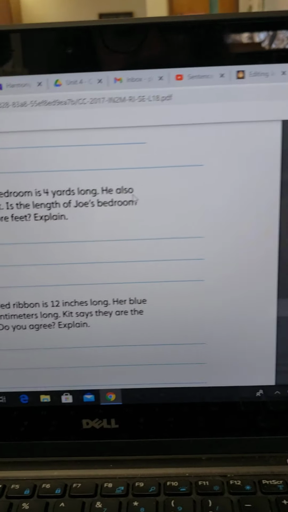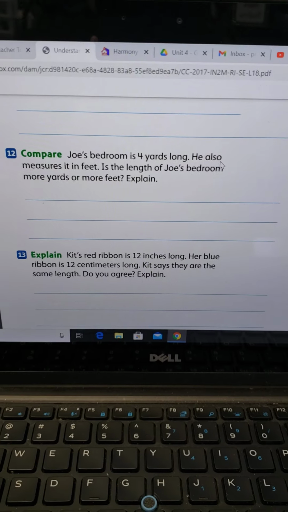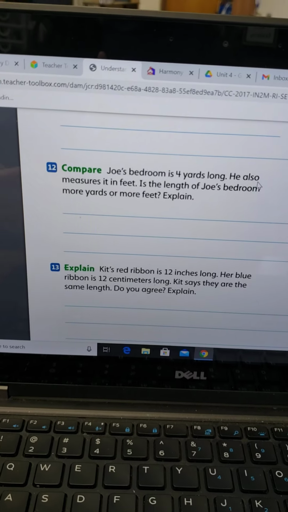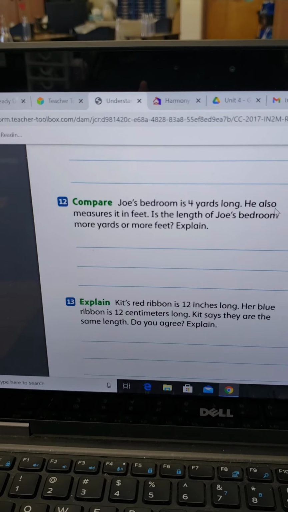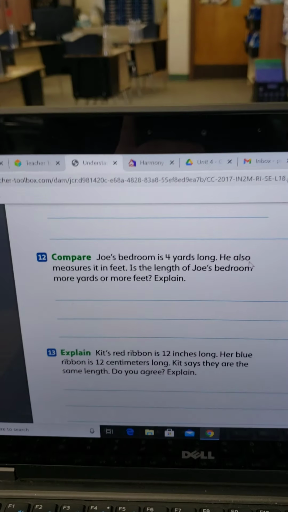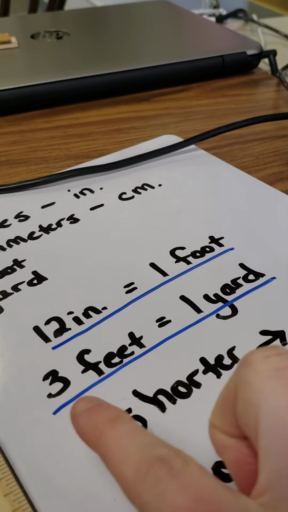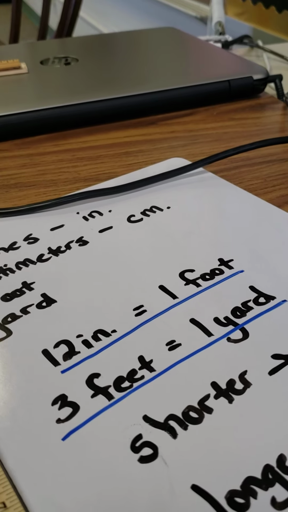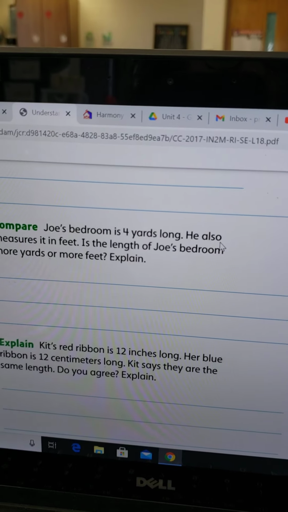Let's take a look back over here. So first he measures it in yards, and it was 4 yards long. Trying to get the cap off of my pen if you hear that funny noise. Oh dear, I'm having trouble. Should really take the cap off before I start my video, shouldn't I, guys? Oh well. All right, let's take a look over here. In 1 yard, there are 3 feet. How many yards was Joe's bedroom? 4 yards.